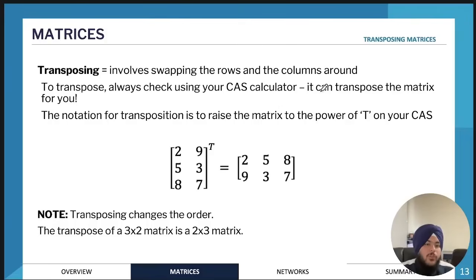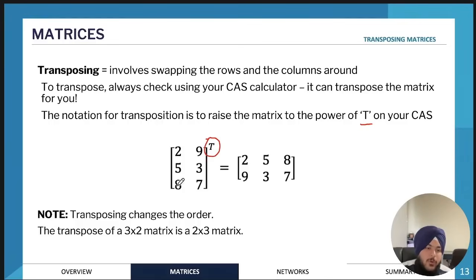Transposing is essentially swapping the rows and columns of a matrix. This can be easily done even just by hand, or you can also use your CAS. If you were to do this on the white CAS, I'm pretty sure there's a specific function in the matrix menu called transpose. However, if you were doing it on the TI-Nspire, you would write the matrix and then put it to the power of T to find the transpose of the matrix. It's like this.